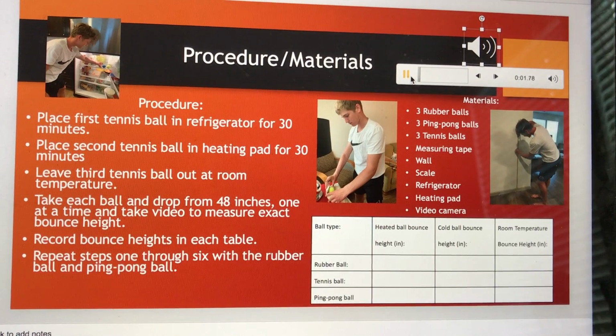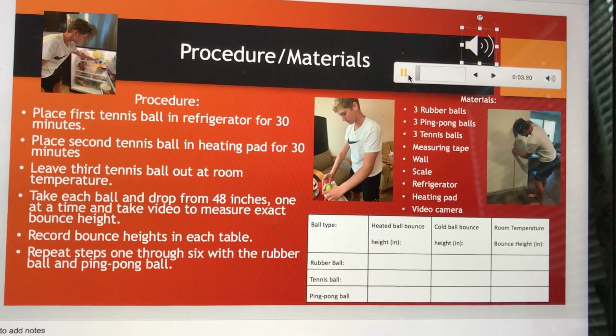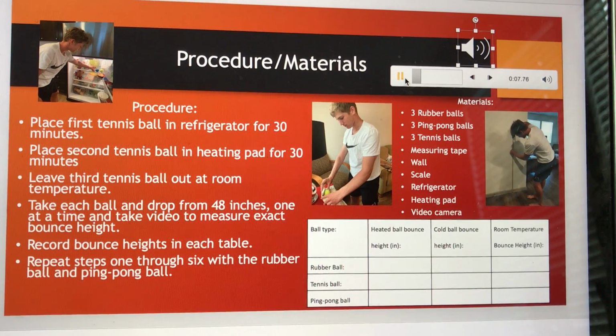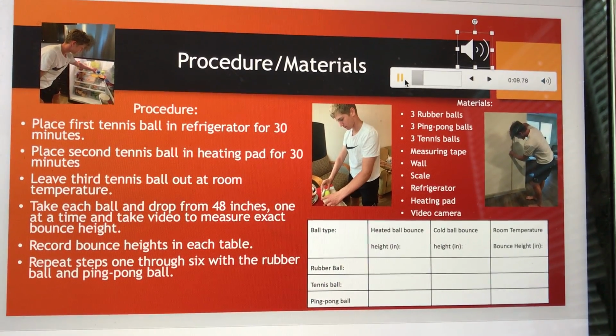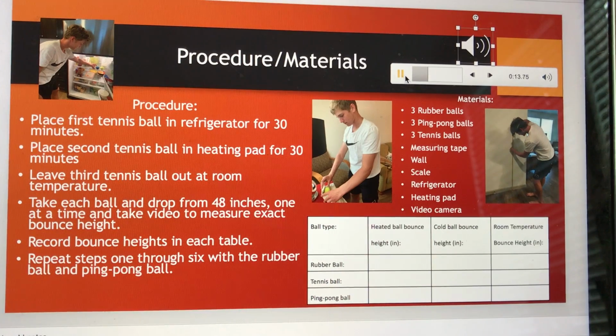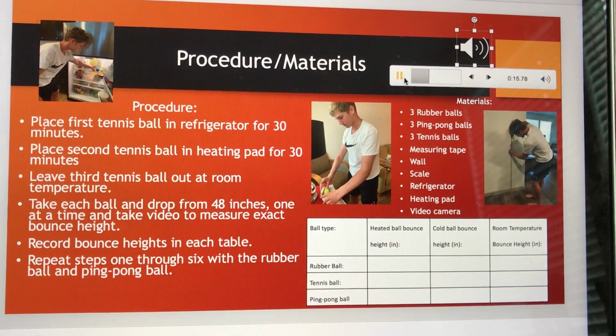The materials for the experiment were pretty simple. They included 3 of each type of ball, measuring tape, a wall, a scale, a refrigerator, a heating pad, and a video camera in order to see the true measurement.